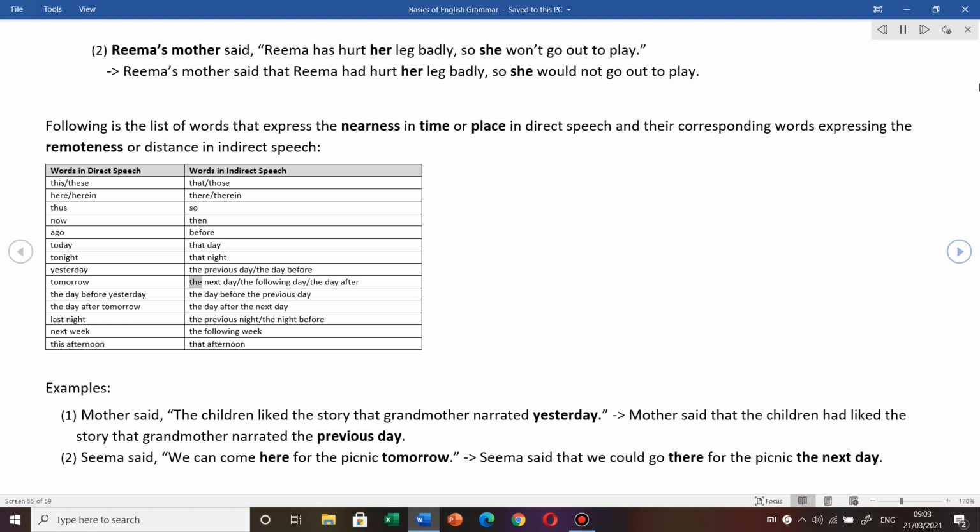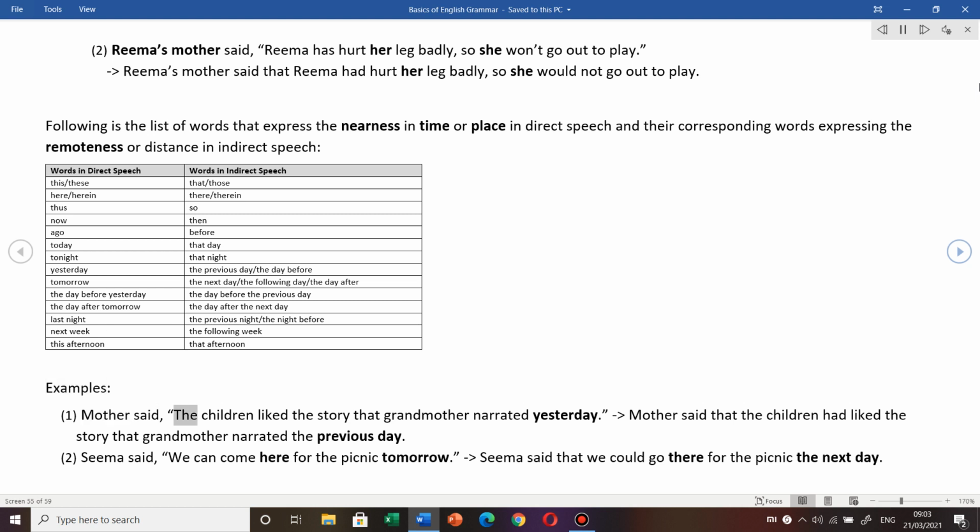Tomorrow: the next day, the following day, the day after. The day before yesterday: the day before the previous day. The day after tomorrow: the day after the next day. Last night: the previous night, the night before. Next week: the following week. This afternoon: that afternoon. Examples.